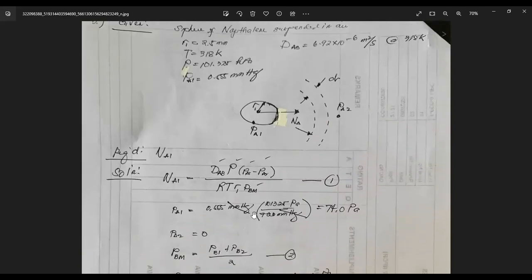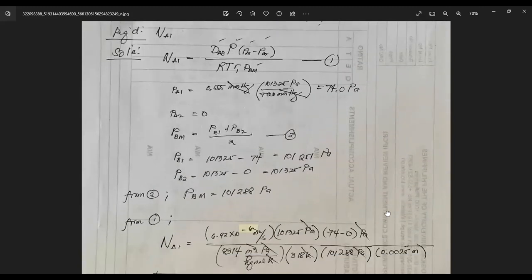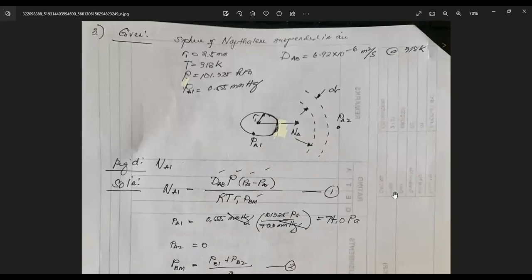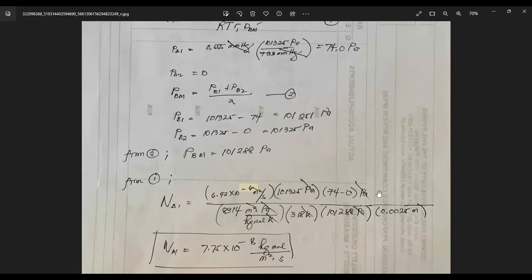You substitute to the formula. You have here your diffusivity, you have your total pressure, you have your partial pressure difference of A at 0.1 and 0.2. The R that you will use is 8314 cubic meter Pascal per kilogram mole per Kelvin. You have the temperature, and you have here the P sub BM, the average partial pressure of air at points 1 and 2. Okay, and this is your answer.